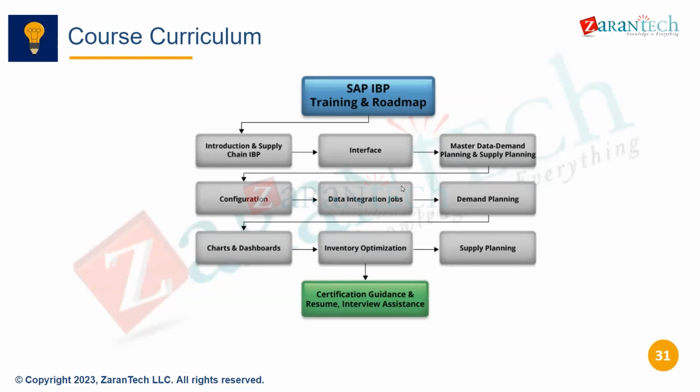Okay, so we move on to the course curriculum. How would the training and the roadmap be? In the first sessions, we talk about the introduction of supply chain IBP, then what interfaces are used. Once we understand how the basic model of IBP works and how the interfaces work, you need to focus on the master data for demand and supply planning. Then we have the configuration stage, how we configure the data, and then how we integrate the data jobs.